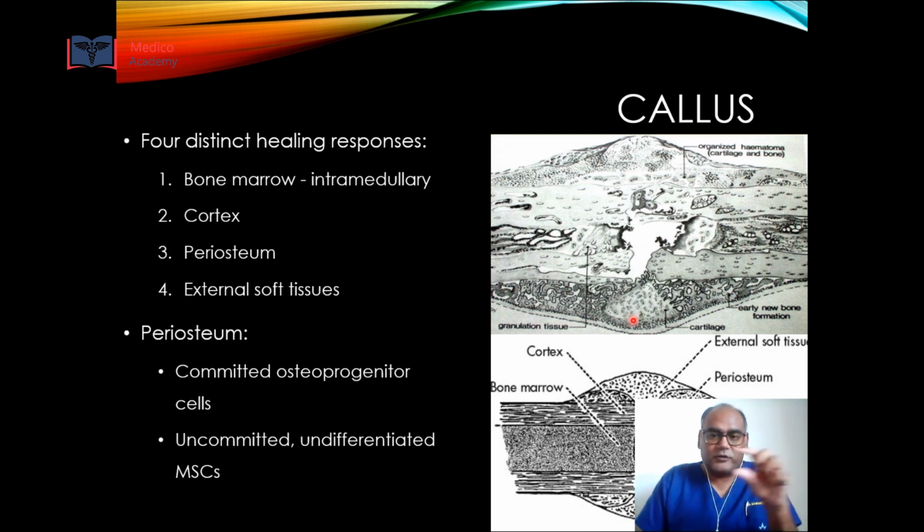Where is the 5th element? The 5th element is within the bone marrow. From the bone marrow also you get lots of stem cells, which we also use as bone marrow transplant later. So that is the 5th source of pluripotential stem cells. It takes part in the formation of medullary and cortical callus, not the periosteal and the external callus.